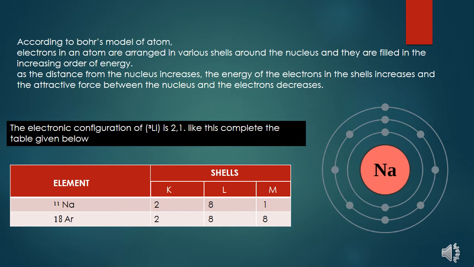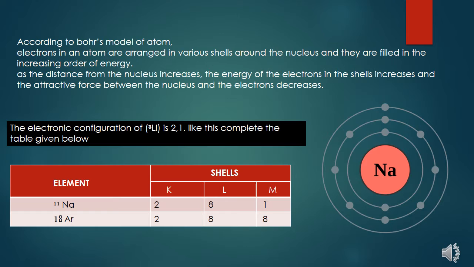Look at the picture given below. This is the Bohr atomic model of the sodium atom. As we know, there are 11 electrons in a sodium atom, but they are arranged in different shells. According to the Bohr model of the atom, electrons in an atom are arranged in various shells around the nucleus, and they are filled in the increasing order of their energy. As the distance from the nucleus increases, the energy of the electrons in the shell increases and the attractive force between the nucleus and the electrons decreases.